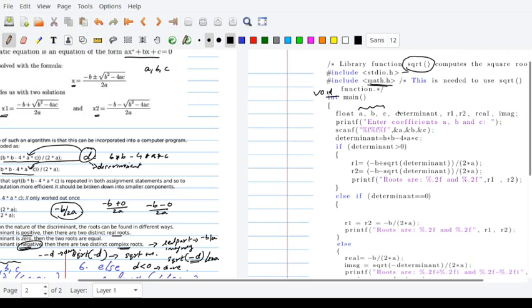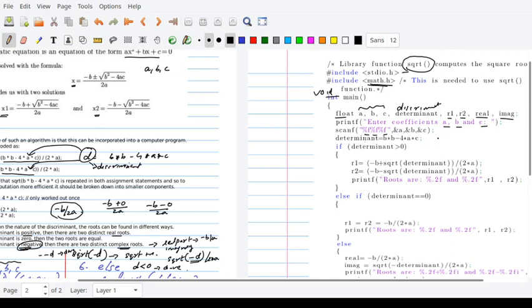Then it is actually not determinant, it is discriminant. I have declared a variable for the discriminant, or I am writing it as determinant here. Then I declare variables for the two roots r1 and r2, and also for the real part and imaginary part I need two variables declared. Now I will read the three coefficients a, b and c using %f, because I have declared them as float, &a, &b, &c.